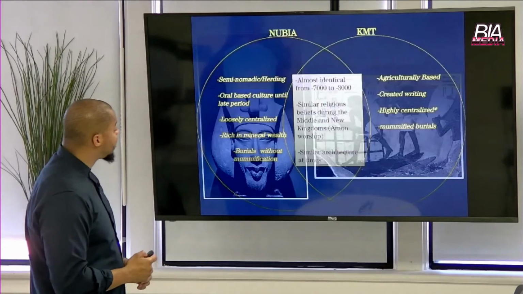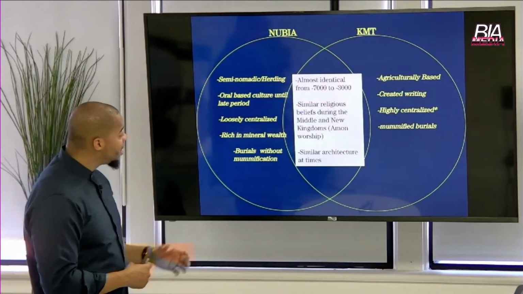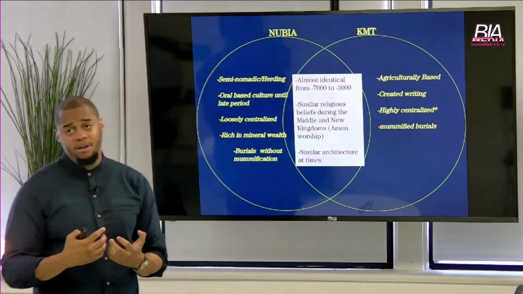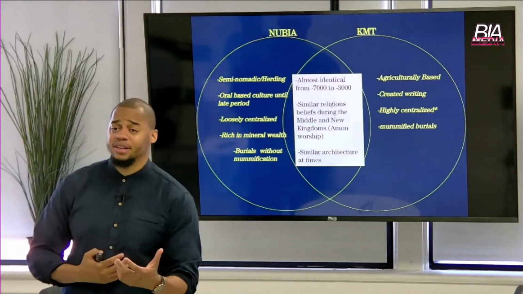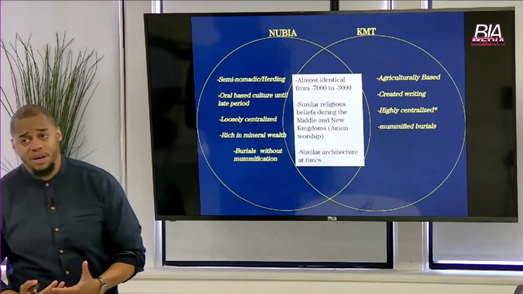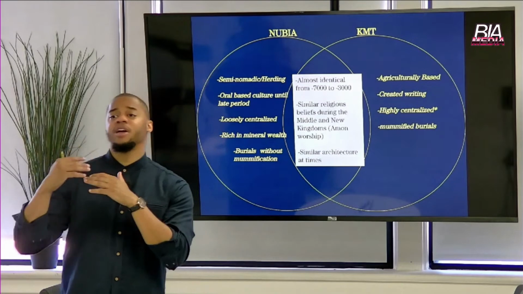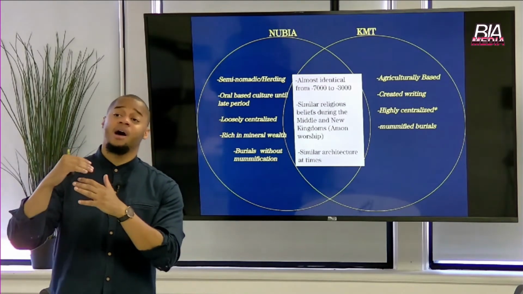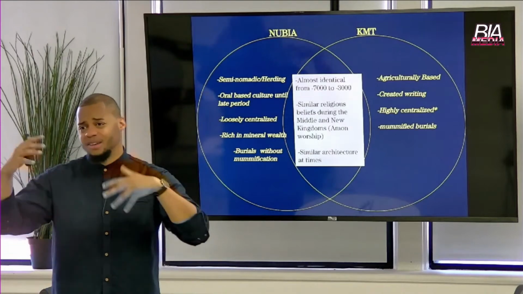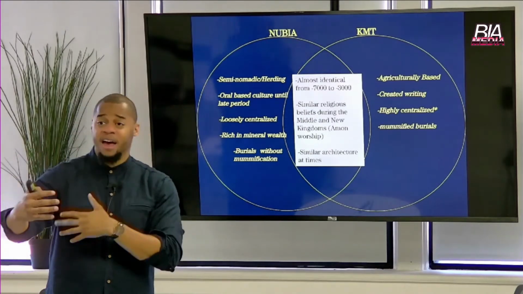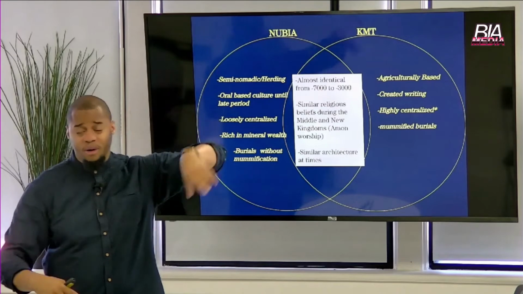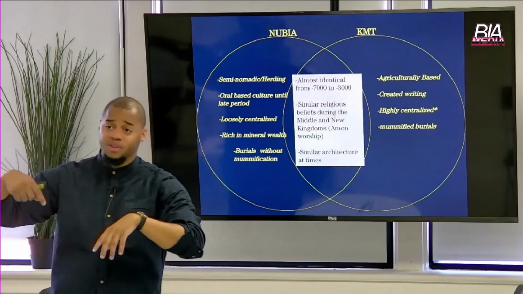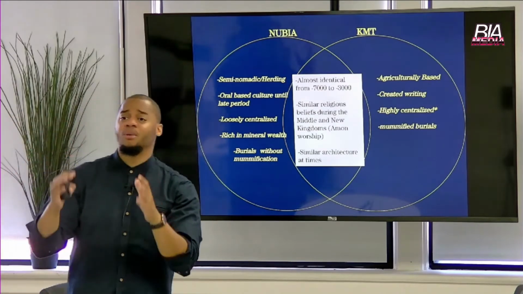Nubia and Egypt are brother-sister civilizations. They are traditionally separated by what's called the First Cataract. It's an area in the Nile River where it's incredibly rocky. It's almost like a waterfall type thing, and it's hard to pass through. Like boat, you have to go on land and go around the First Cataract. So it's been a traditional border between Nubia and Egypt.